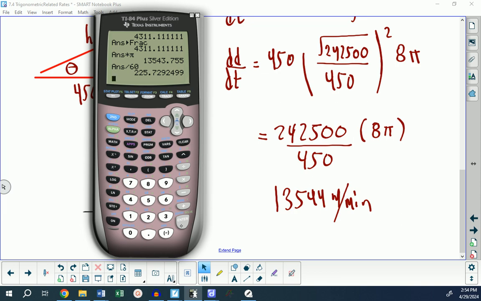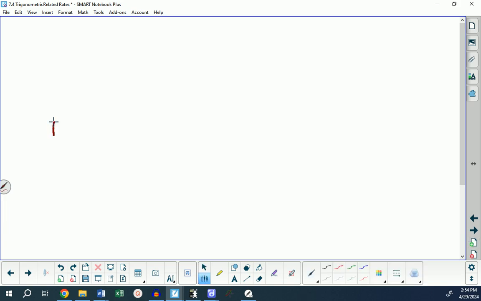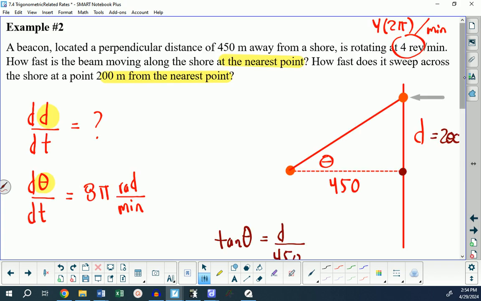All right, what if then we want to find d theta dt, or d dt rather, when d is what? Well, that one says when the beam is at the nearest point, which means the rotation angle at that point, or the angle in the triangle, is 0. The cosine of 0 is 1. The reciprocal of cos is secant, which would therefore be 1. Are you with me on that?